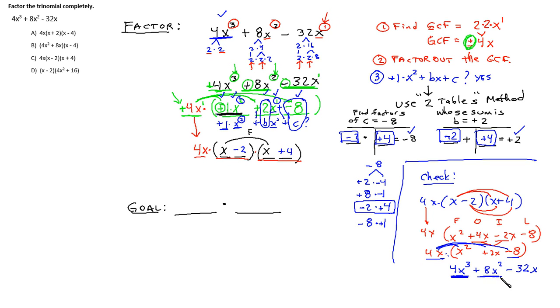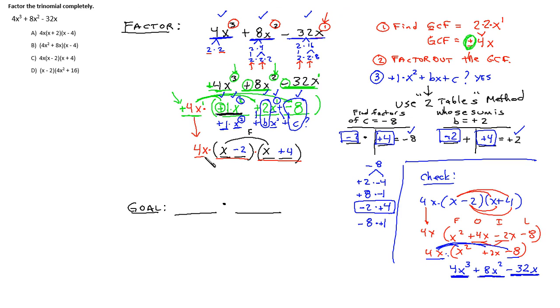Do we have a positive 8x squared in our original? Positive 8x squared. Yes, we do. That came back very nicely. And a negative 32x. Did that come back? Yes, negative 32x. We got all of our original terms back from our polynomial. So these are the correct factors.